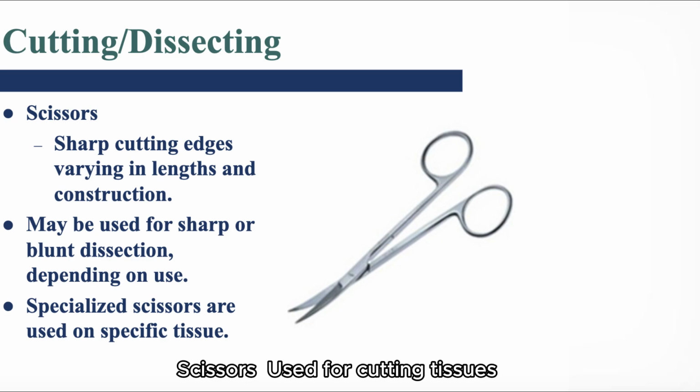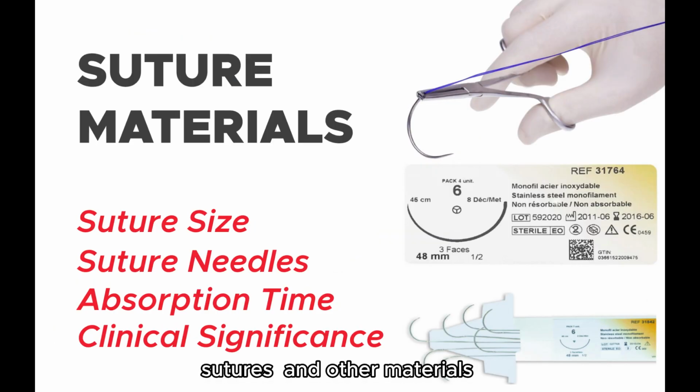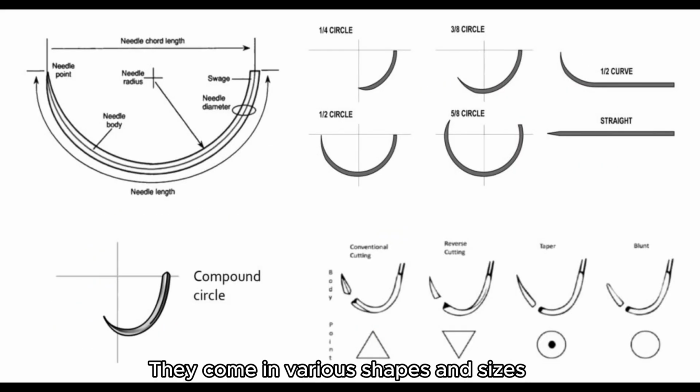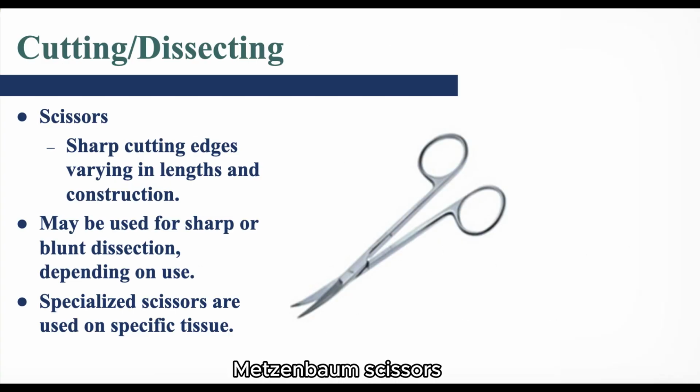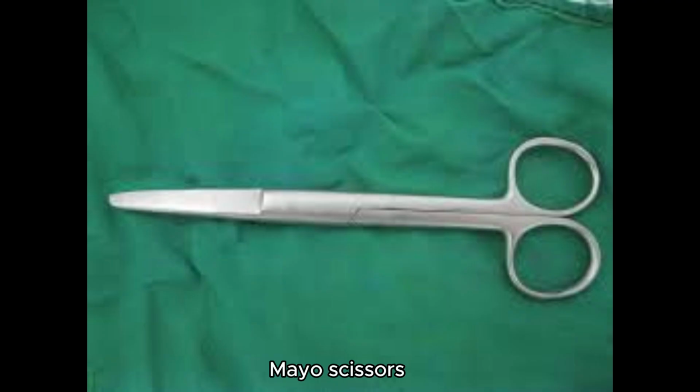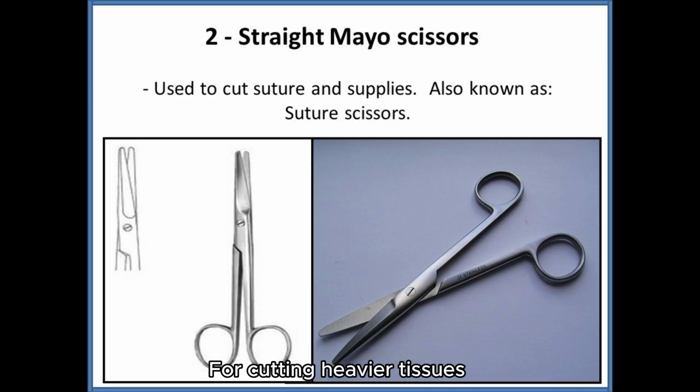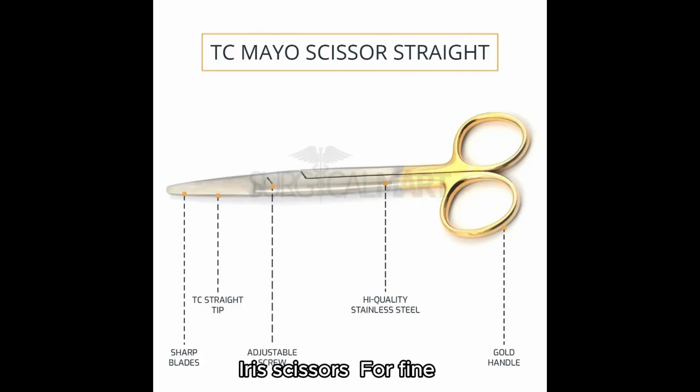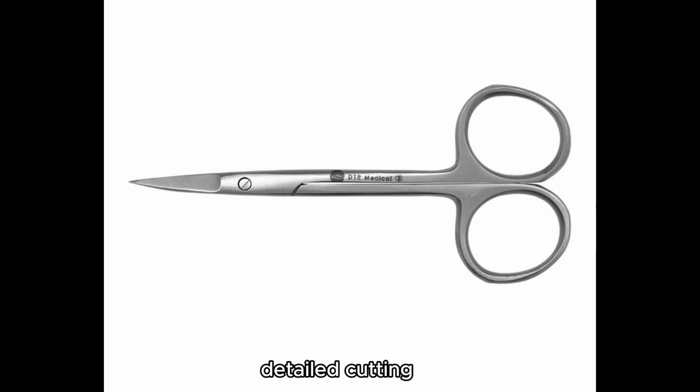Scissors, used for cutting tissues, sutures, and other materials. They come in various shapes and sizes. Metzenbaum scissors, for delicate tissue dissection. Mayo scissors, for cutting heavier tissues. Iris scissors, for fine, detailed cutting.